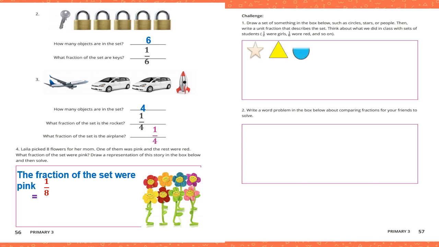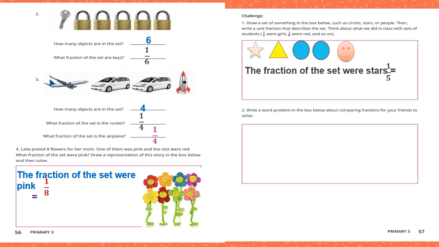Okay, so here we have some stars and some other shapes. We want to know what fraction of the set were stars. How many stars do we have? Just one. One out of what? 1 out of 5. So it's 1 over 5.